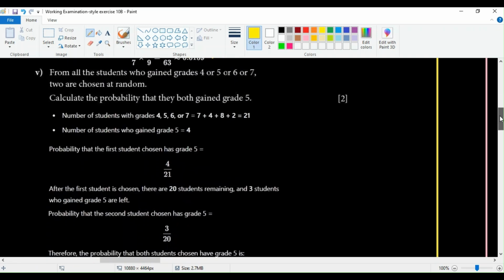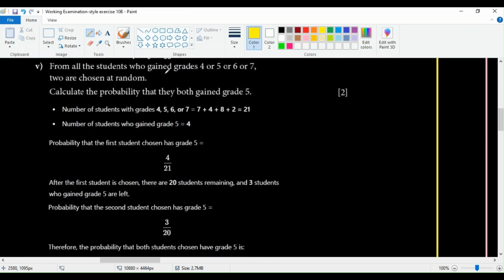Fifth part of this question asks you to find out from all the students who gain grade 4 or 5 or 6 or 7, 2 are chosen at random. Calculate the probability that they both gain grade 5. Number of students with grade 4, 5, 6, and 7 are 7, 4, 8, and 2. So altogether there are 21. Number of students who gain grade 5 is equal to 4. So probability that the first student chosen is grade 5 is 4 over 21.